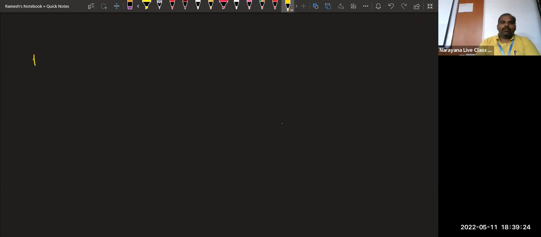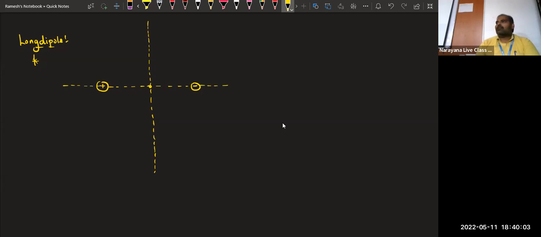Another line, the equatorial line. I am taking one dipole. Which dipole am I taking? Again, a long dipole or large dipole. What is this? Center. This is the center of the dipole. What is the name of this line, my dear students? The line which is perpendicular to the axial line and bisecting the two charges is called the equatorial line. This is called the center of the dipole.